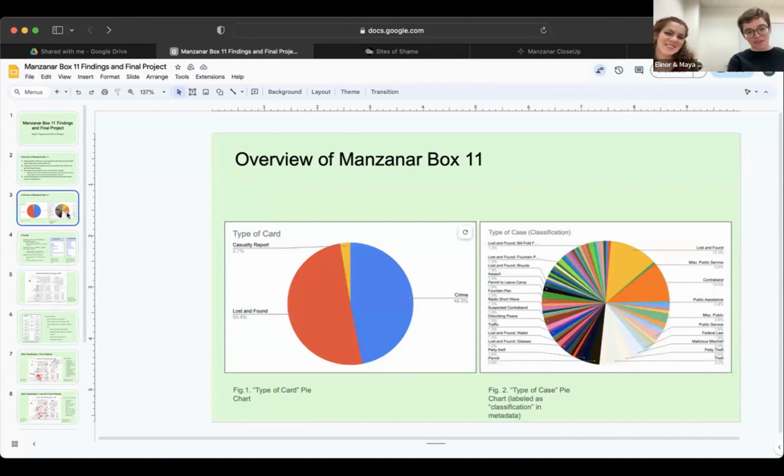So we had a types of card pie chart and a type of case pie chart, which was more of a classification. We decided to not map our incidents based on the classification because of that lack of standardization. And a lot of the case types that we had came up only once or twice. They were very random things like jacket or fountain pen in the case of something being lost. So it wouldn't really make that much sense in a data visual.